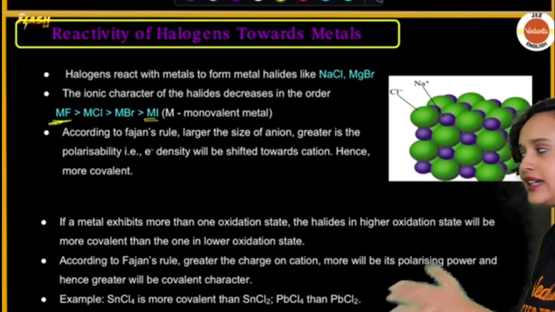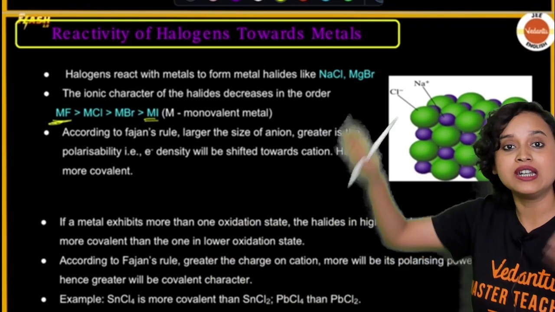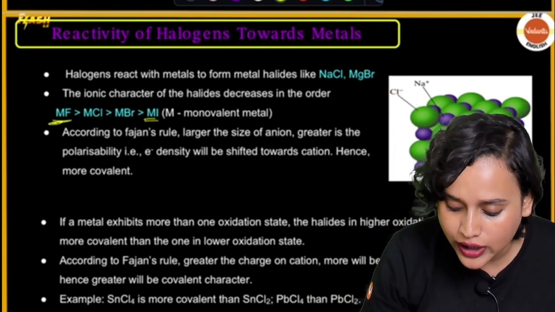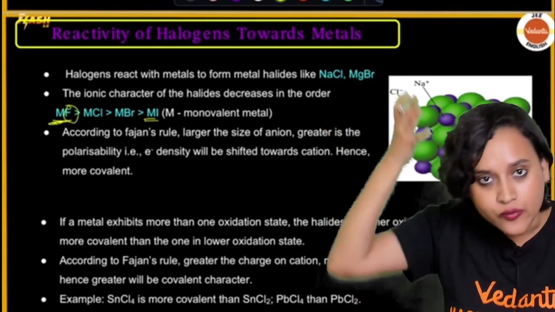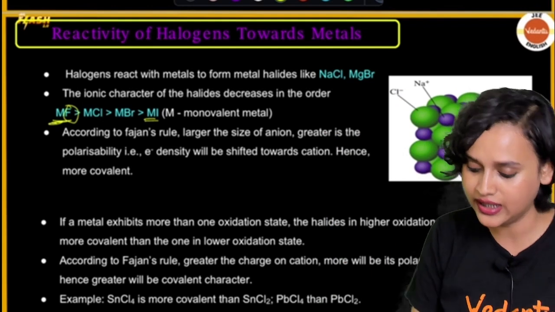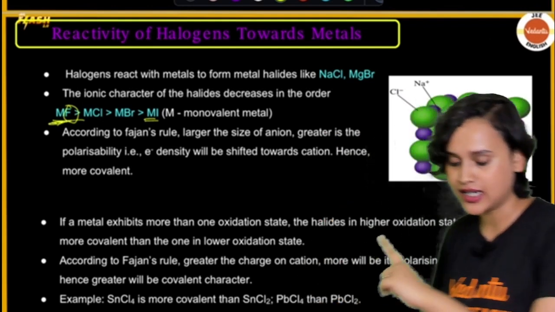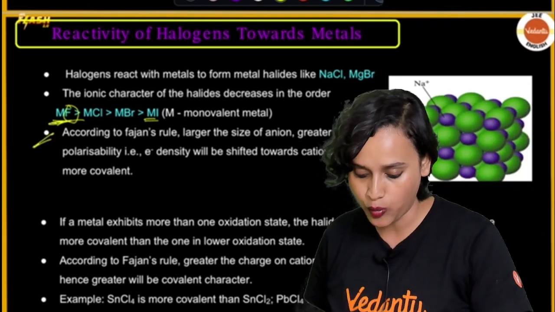Covalent character is small cation, large anion. The opposite of it will be what? Large cation, small anion. Here, don't you see that fluorine has a very small size? So small anion, large cation will give you an ionic product, isn't it? That's exactly what it is showing. So I have just explained. Here you have Fajan's rule that you can read later. I have already explained it to you in one sentence.